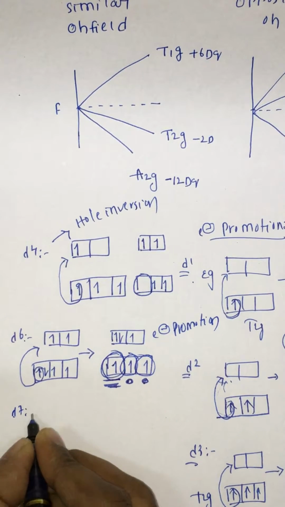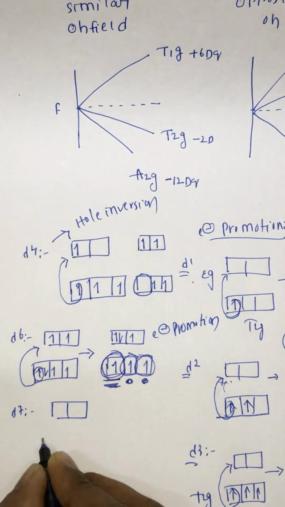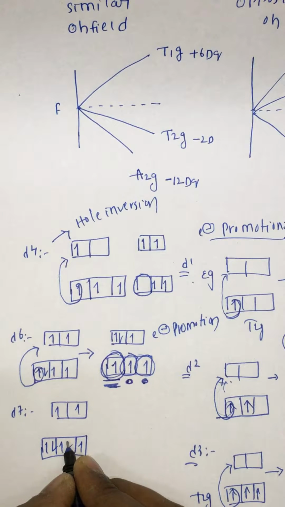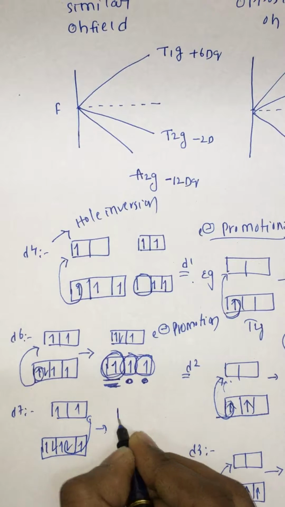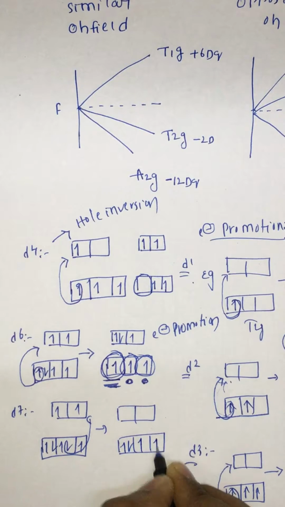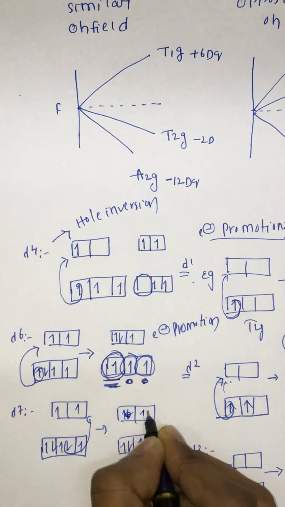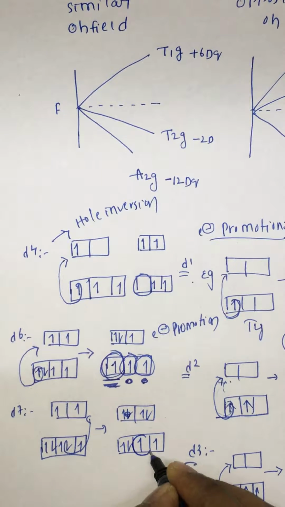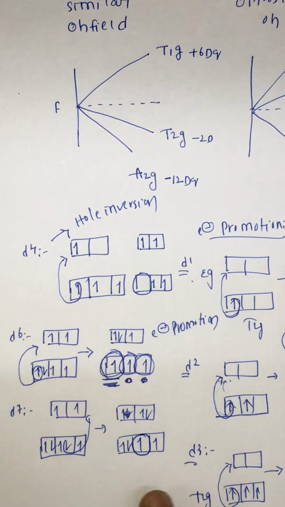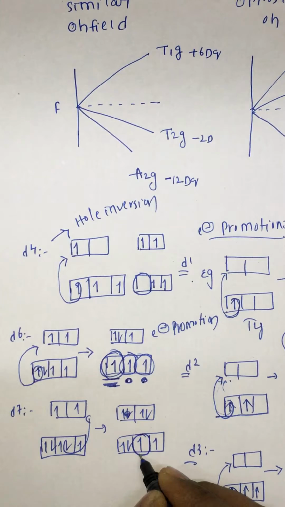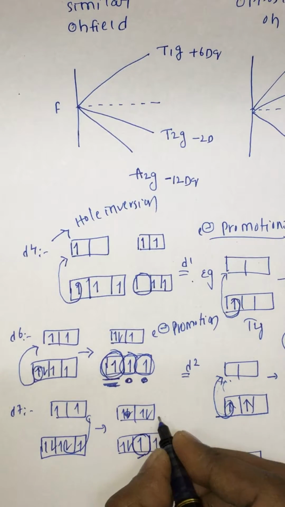And we'll go for D7. 1, 2, 3, 4, 5, 6, 7. So this electron goes from here to here. Now here, see, an empty orbital is forming, meaning a half-filled empty orbital. So there should be another orbital, one more same orbital. So this is same and this is same, so this also comes under electron promotion.